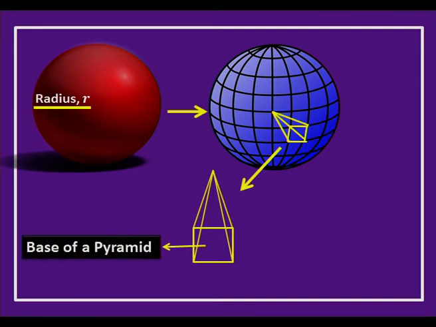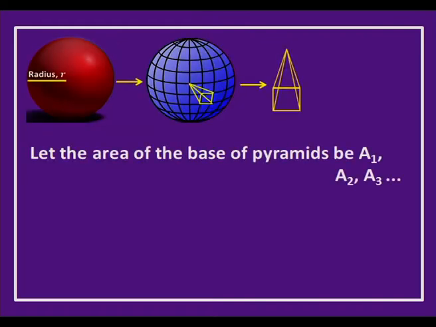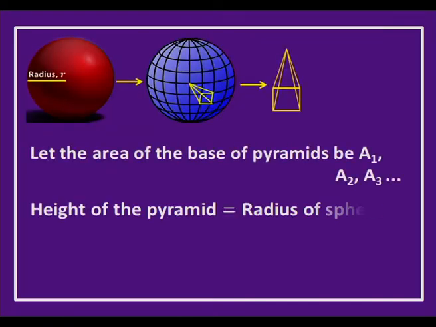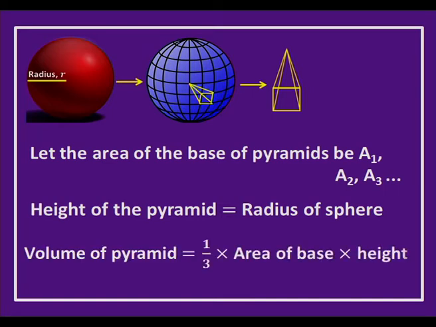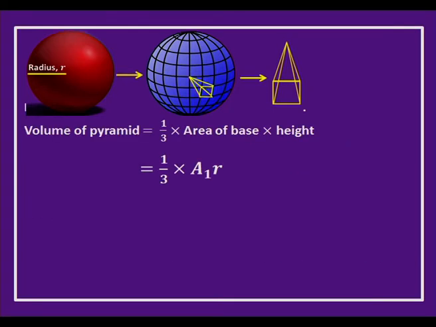Now, let us derive the formula to find the volume of a sphere. Let the area of base of the pyramids be A1, A2, A3, and so on, and height of the pyramid is nothing but here radius of the sphere, and volume of pyramid is given by 1/3 the area of base into height. This we have already learnt in our previous session. Here the base area is nothing but A1. So, A1 into height r. So, I got 1/3 into A1 r.